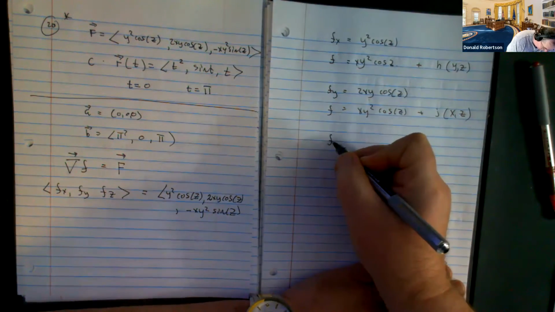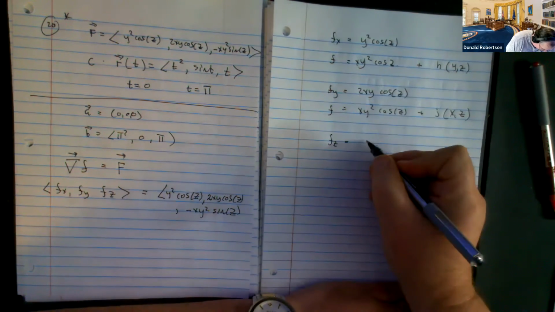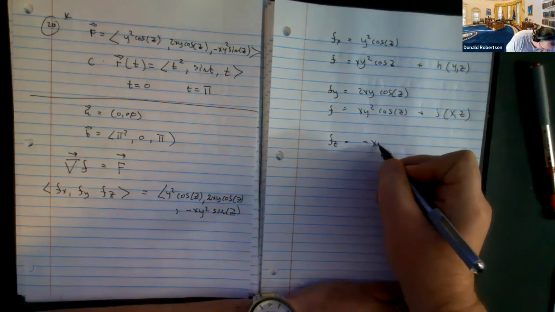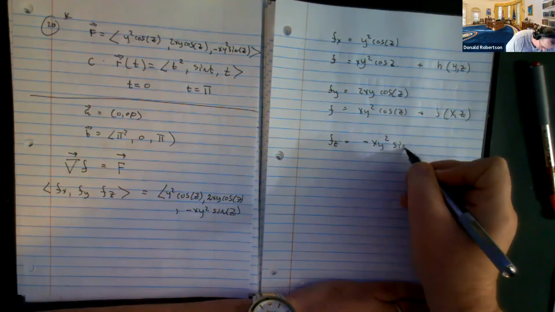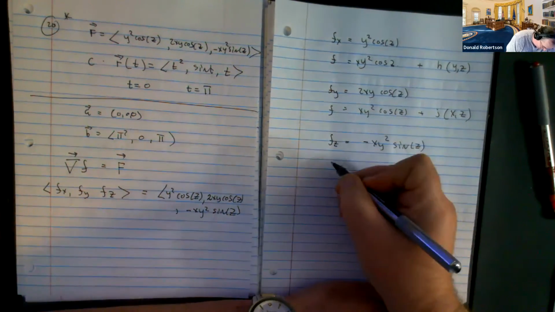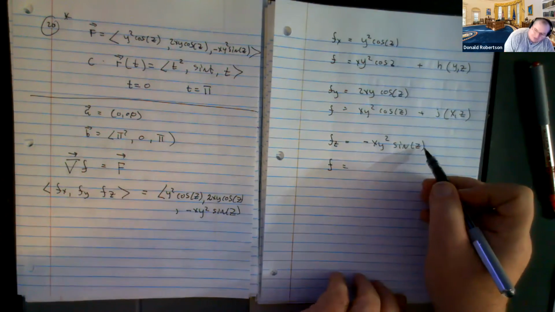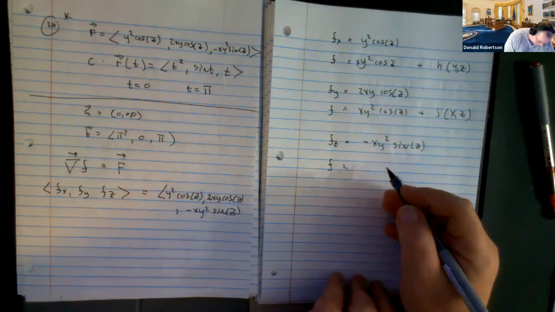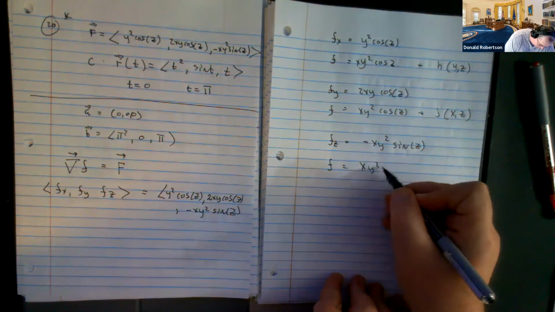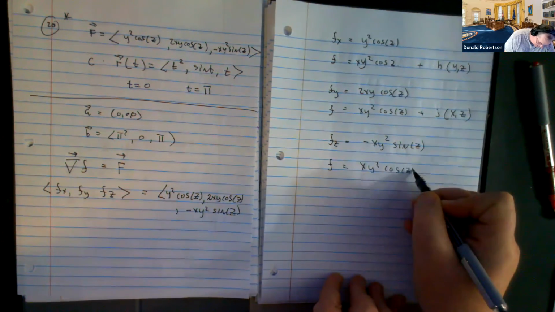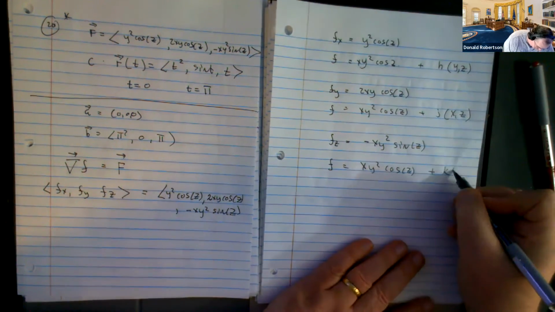And then the final one, the z one, is negative x y squared sine z. And I'm going to integrate it. And if you integrate a sine, don't you get a negative cosine? And so you end up with plus a function that doesn't have a z in it.